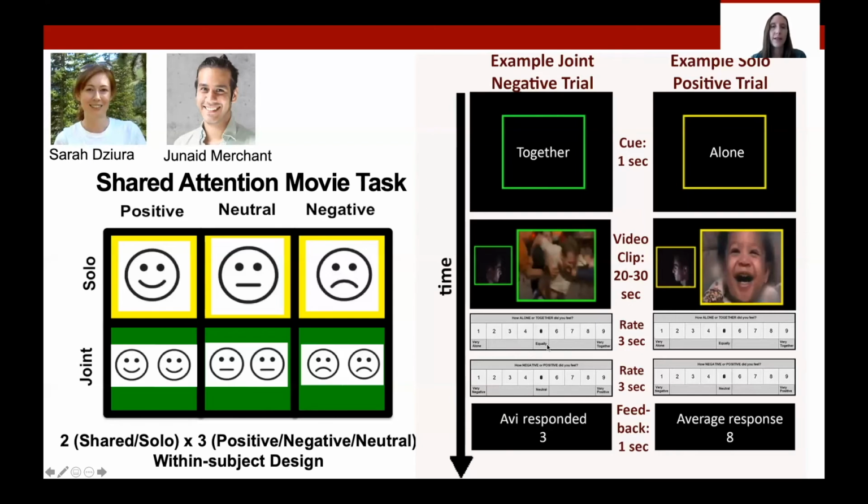So after each video, which lasted about 20 to 30 seconds, they responded to the question, how alone or together do you feel, from a scale of 1 to 9? And how positive or negative do you feel, again, from a scale of 1 to 9? They then received the response from their partner of what they picked, as well as in the alone condition, they just received the average response of what participants tended to pick. And they also had an opportunity between runs to talk with each other. So this was really meant to reinforce this idea that you're watching this video with this person and you're sharing that experience together.